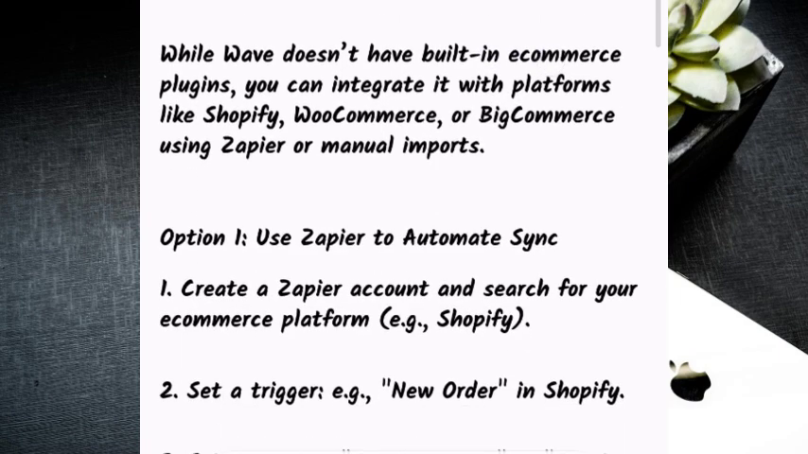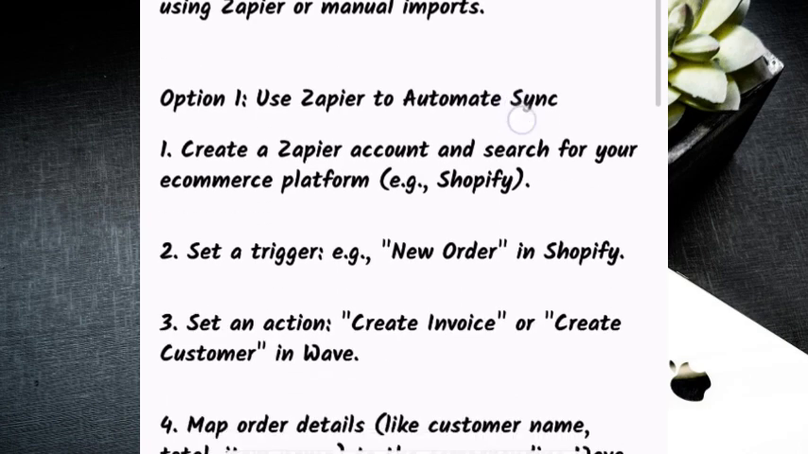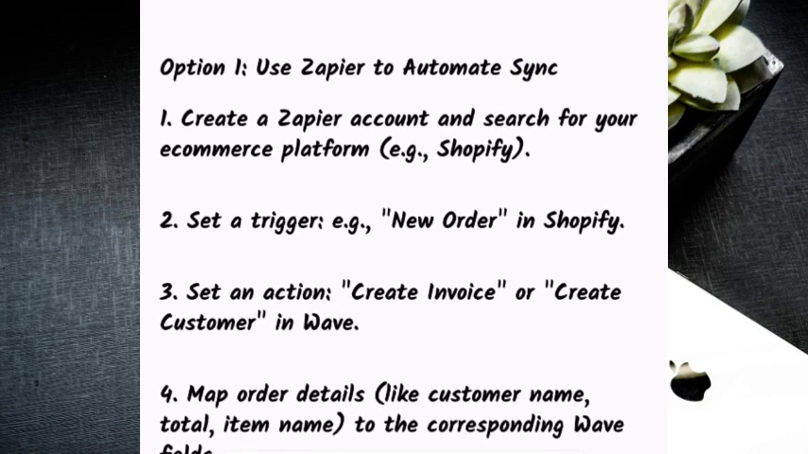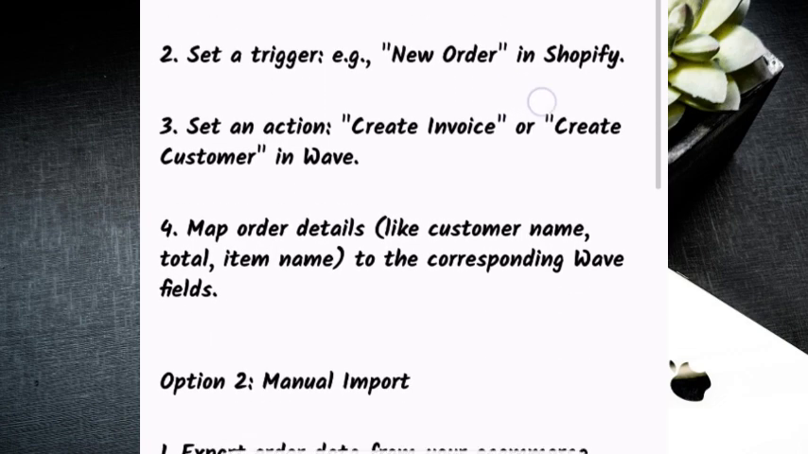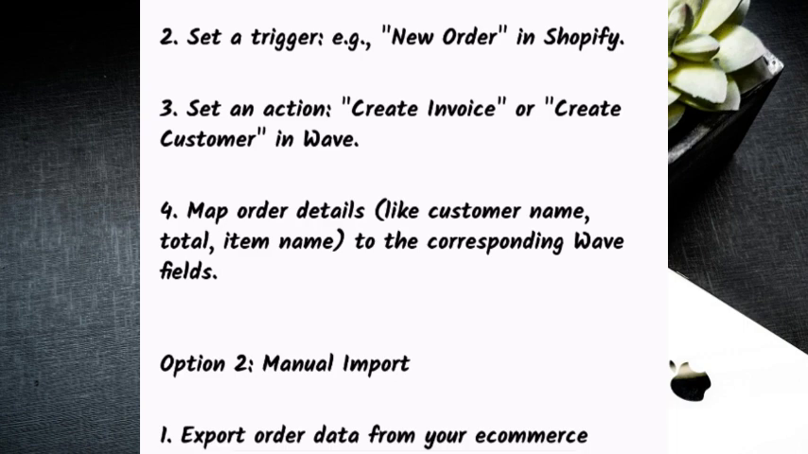So the first option is to use Zapier to automate synchronizing. First, you've got to create a Zapier account and then search for your e-commerce platform. It could be Shopify or whatever else it is. But just search for that, and when you find it, set a trigger. It could be new order in Shopify, and then set an action. Maybe create invoice or create customer, and you're gonna set that in Wave. Then you're gonna map order details like customer name, total, and item name to the corresponding Wave fields.